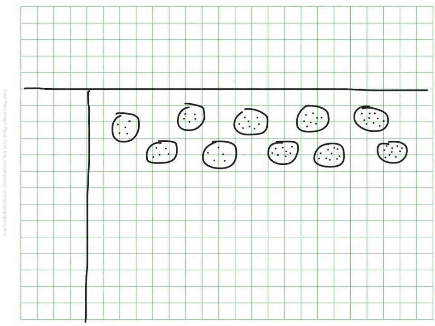So this example looks at cookies, and in this batch of cookies, some of the cookies have 5 chocolate chips. Some of the cookies have 8 chocolate chips, and a few of them even have 10 chocolate chips. There are 10 cookies in all, and I'm thinking to myself, if I have a batch of 300 cookies, how many would have at least 8 chocolate chips?